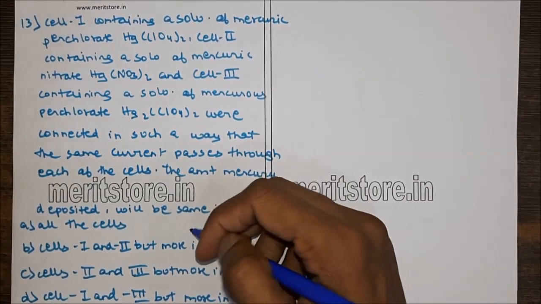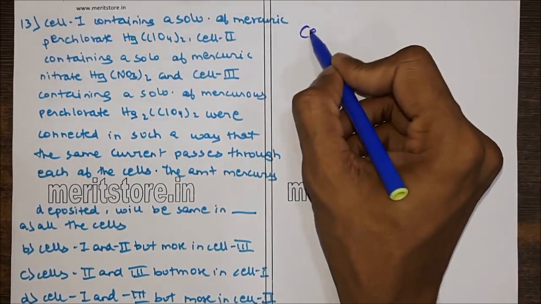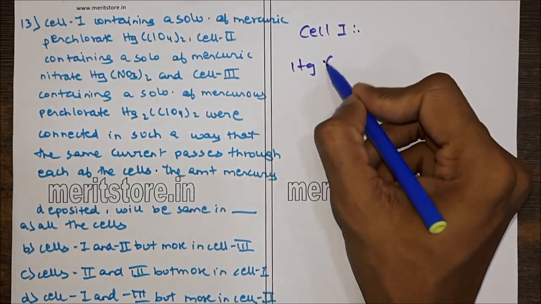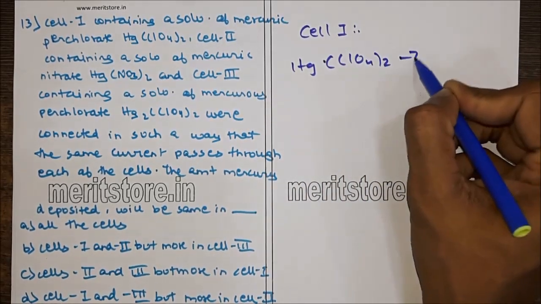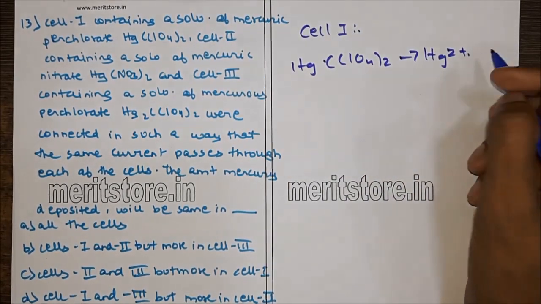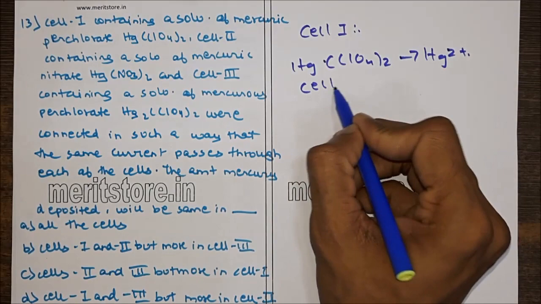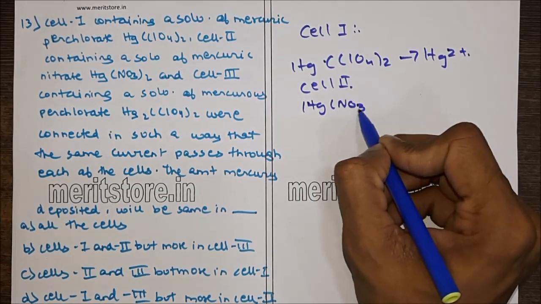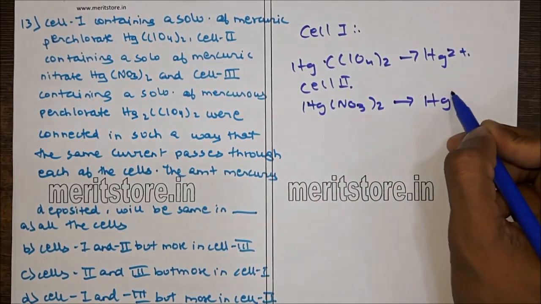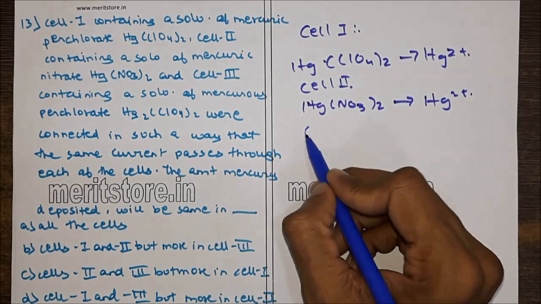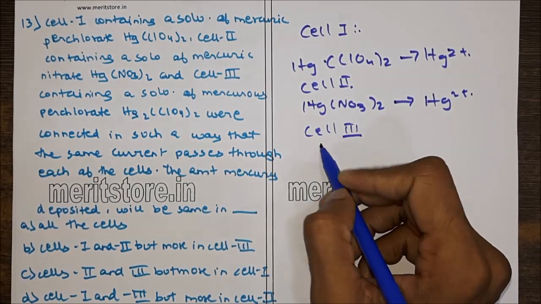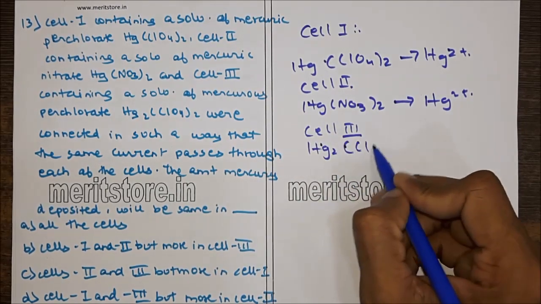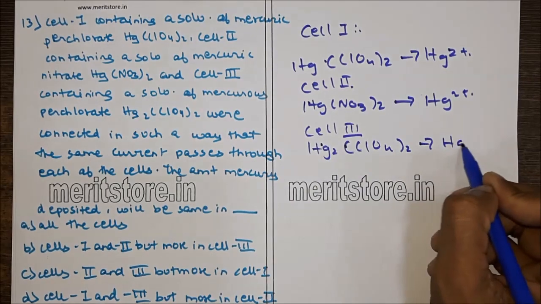So for cell 1, the mercuric perchlorate has Hg2+, where cell 2, mercury nitrate, that is Hg(NO3)2, has Hg2+. Same for cell 3, mercurous perchlorate has Hg2 2+, that is just Hg+.